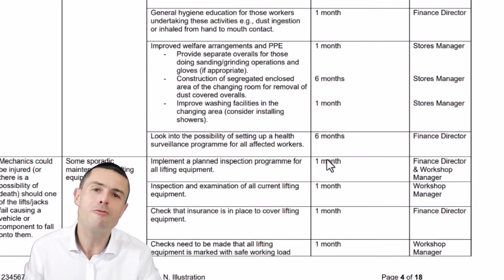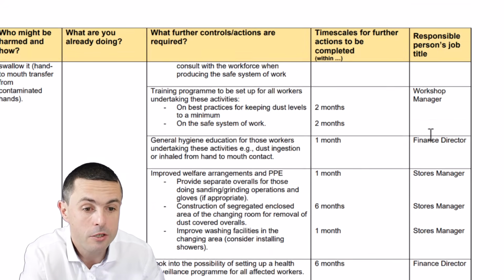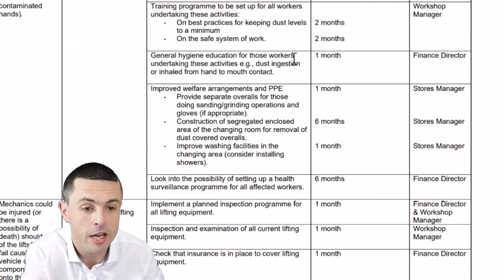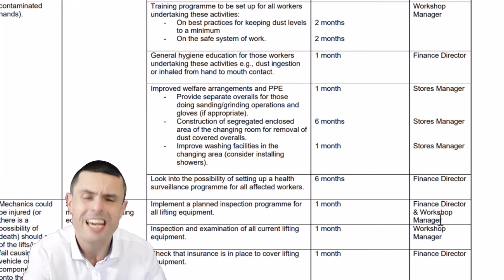And then make sure that every action has a job owner, a responsible person. So see here, look, finance director for that one, stores manager, finance director, workshop manager. Yes, I know you're repeating yourself, but this is an action plan, and an action plan needs to have clear, specific job owners for every single job. Anyway, that's enough for that. There's probably one last thing.